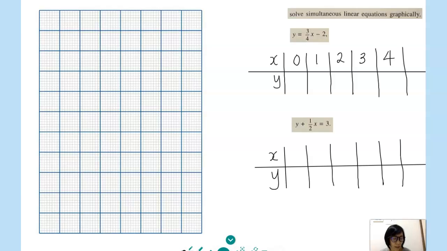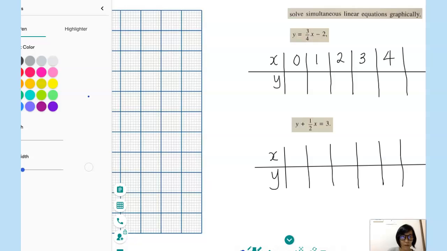So when the question asks for graphically, you have to show the graph. Of course, we know that there are two other methods that we could use to solve simultaneous equations. One we call elimination, and the other is called substitution. But this time around, we're going to look at it graphically. All right, so for the first part, I've already done the table here.